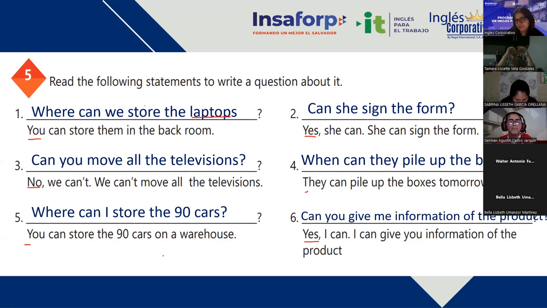Any question? Check. Possibility. Permission. Digo, information. Where can I put this? Eso ahí está pidiendo información, right? You can put it in the back room. You can store it in the back room. You can keep it in the safe. Okay, any question here? No question, teacher.